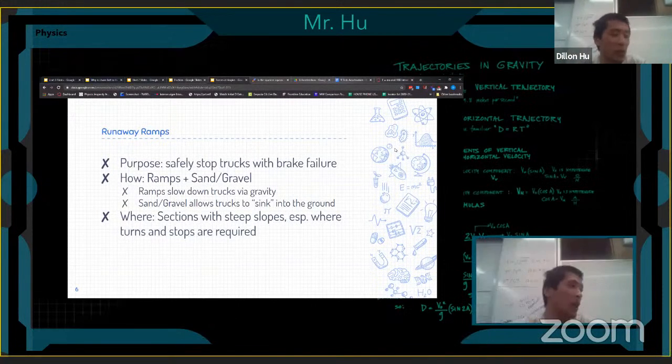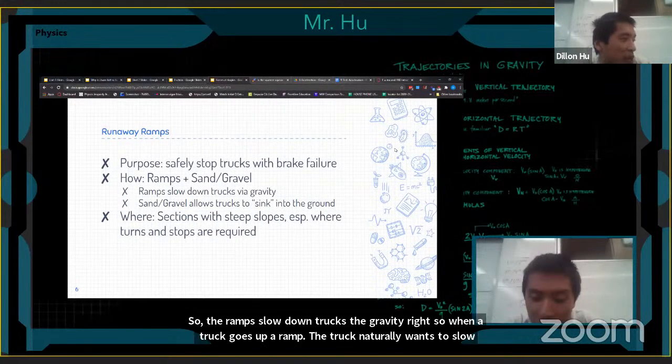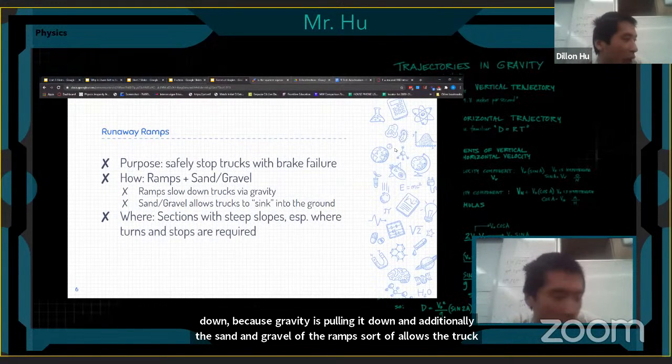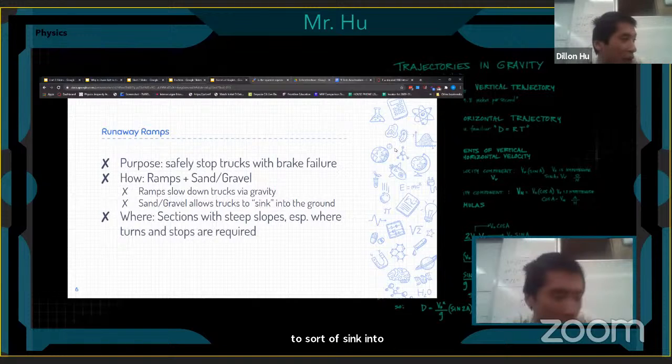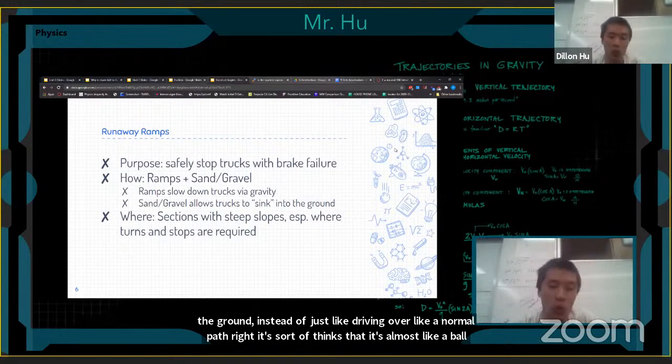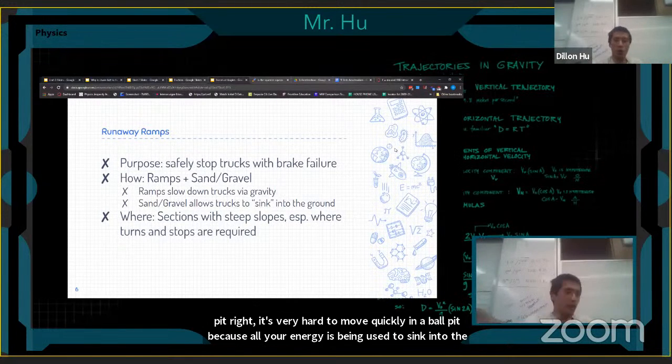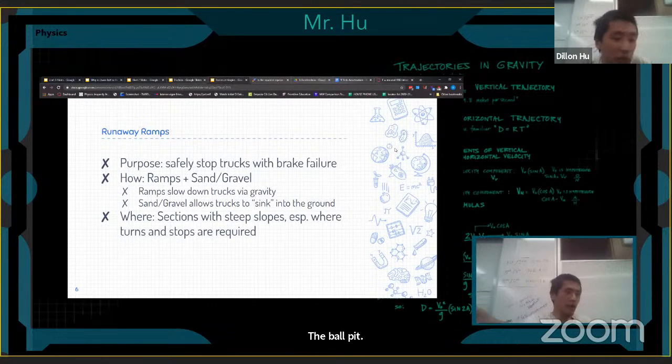So you see these runaway ramps a lot when you're on a downhill section. They usually occur on freeways when there are a lot of steep, downhill slopes, especially when there is a portion with a sharp turn or where a stop is required. That's when you see these runaway ramps most frequently.